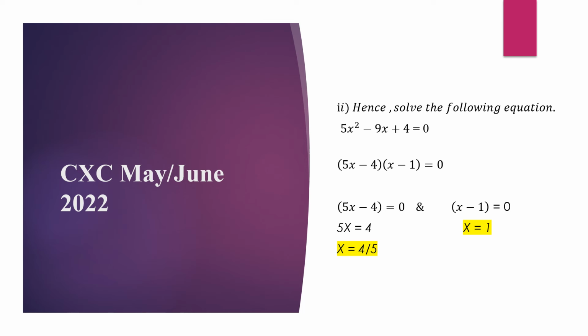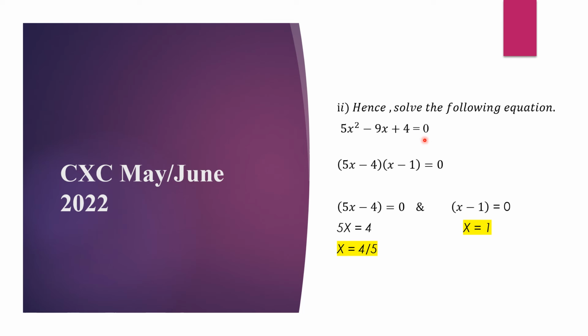We've come to the final question for this presentation, the part 2 of CXC May-June 2022 factorization. As a matter of fact, this is a follow-up from the previous question that was a factorization. This one now is to solve for x. And it reads, hence, solve the following equation. We know that 5x squared minus 9x plus 4 was an expression in the previous question. In this question, it is now an equation because it's equated to 0.